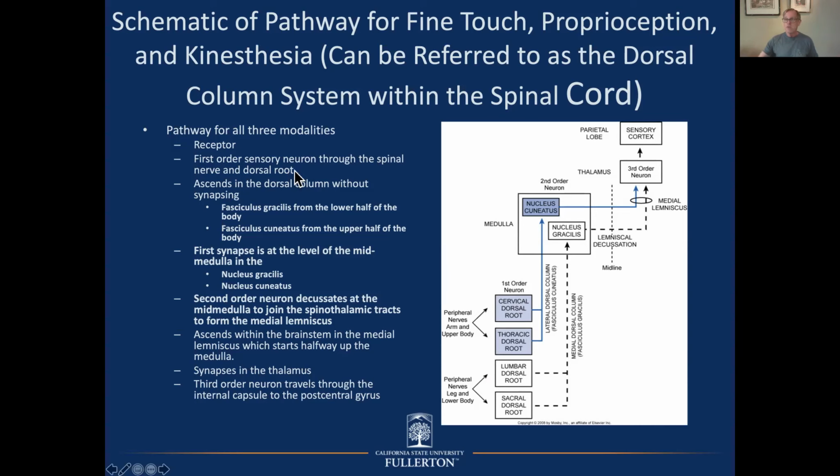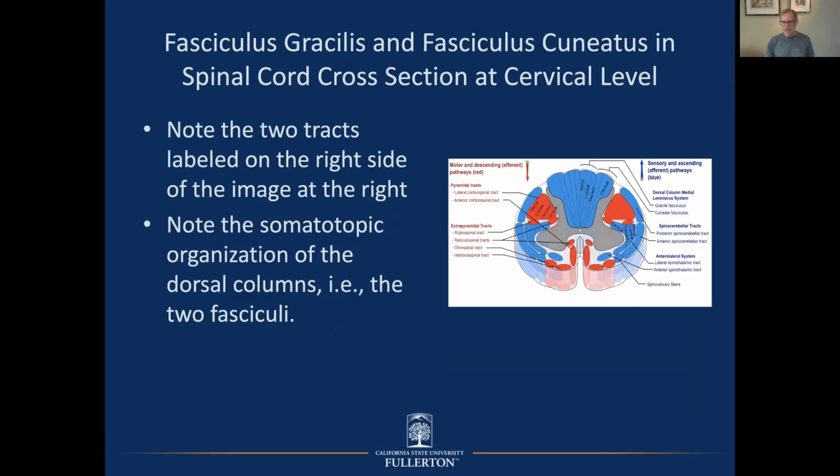And that neuron travels back through some branches and ultimately gets into one spinal nerve, carrying information from one dermatome. And it enters through the dorsal root, and then it gets itself into the dorsal column system. Now, let us look for a moment at this slide. This is the dorsal column system, and it has two tracts in it.